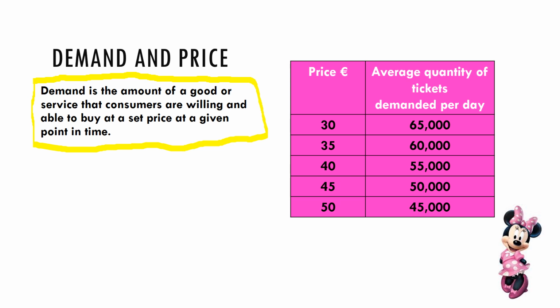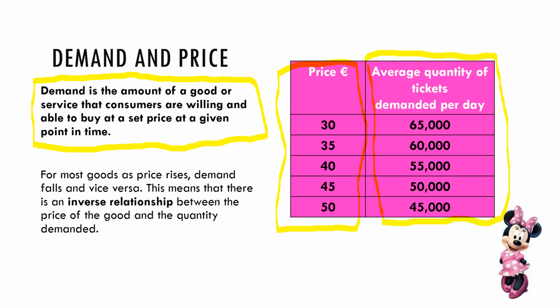We have price down here in this column, and we can see that as the price rises, the average number of tickets bought in that day is going down. So here we have the amount of good or service that consumers are willing and able to buy at a set price at a given point in time. So for most goods, as price rises, demand falls, and vice versa. We would describe this as being an inverse relationship.